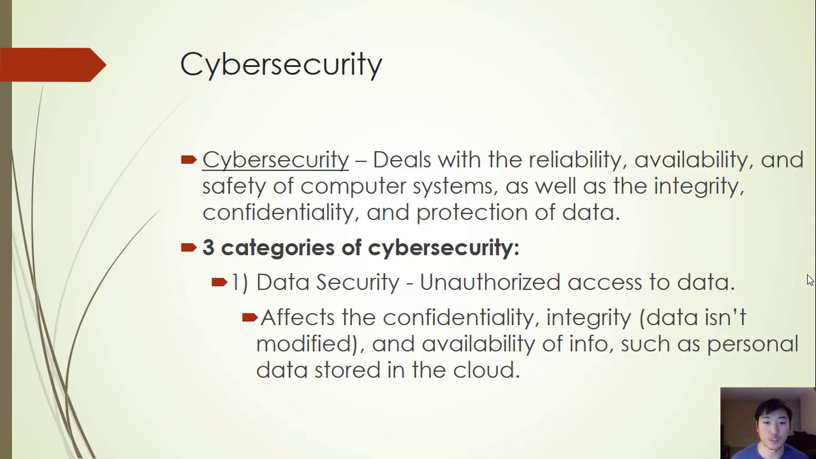The first one is in regards to data security. Data security concerns itself with unauthorized access to data. Other people having unauthorized access to data, such as your data, can affect the confidentiality of the data, as well as the integrity, where integrity is where the data hasn't been modified. Sometimes when there's a security breach, people can modify the data to make it inaccurate. It also affects the availability of the information. This can be, for example, personal data. This can have an effect on personal data that's stored in the cloud when there's been a security breach.